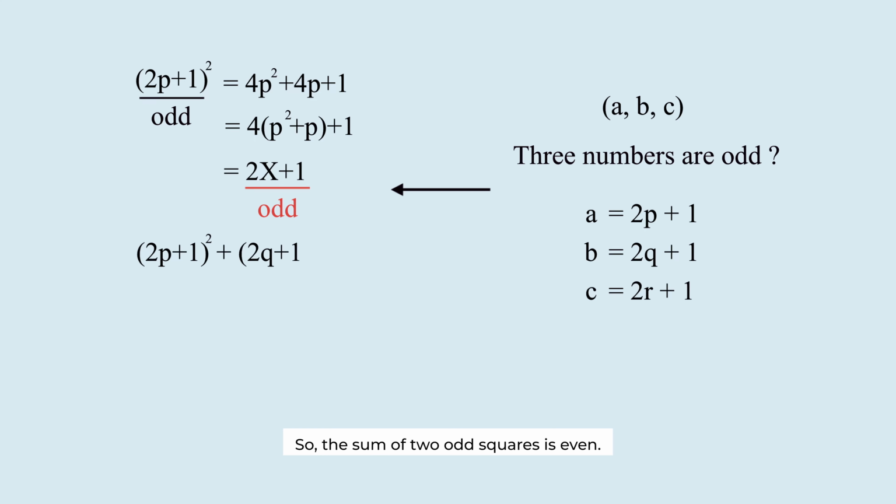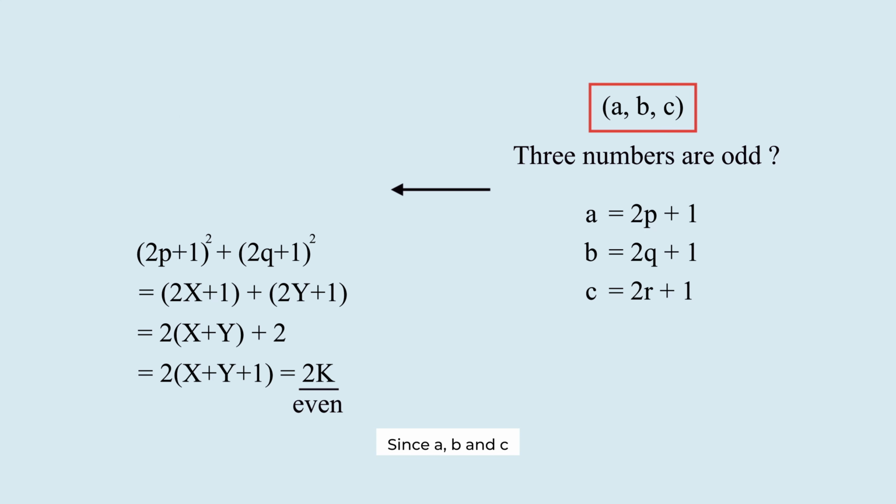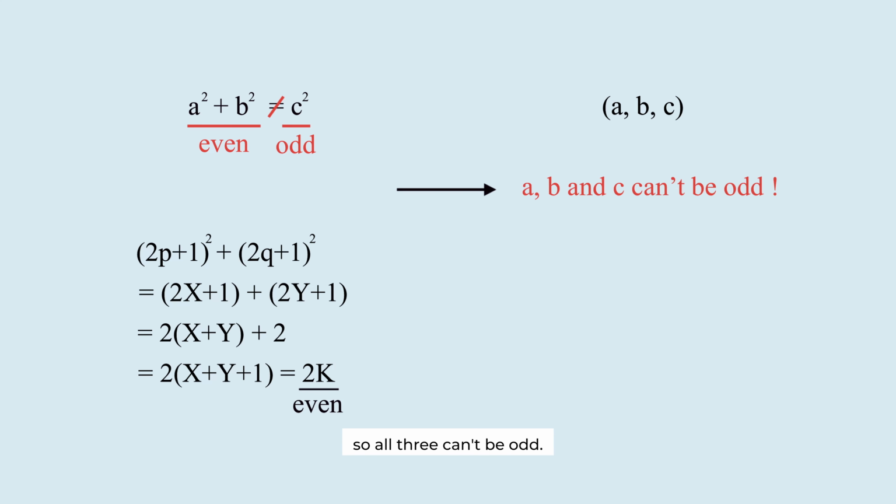So the sum of two odd squares is even. Since A, B, and C satisfy the Pythagorean theorem, the left side must be even, but the square of an odd number on the right side stays odd. That breaks the equation, so all three can't be odd.